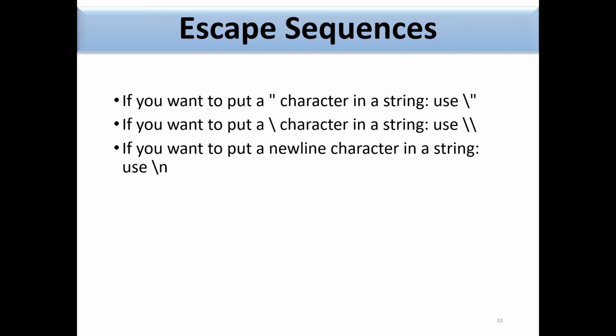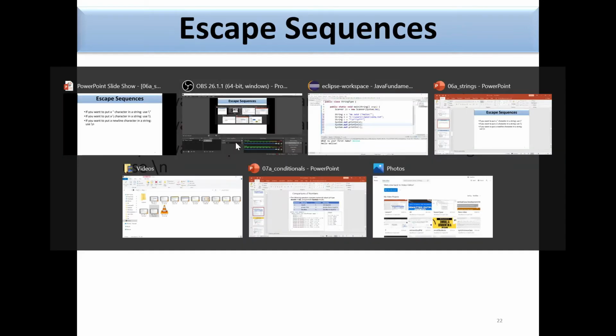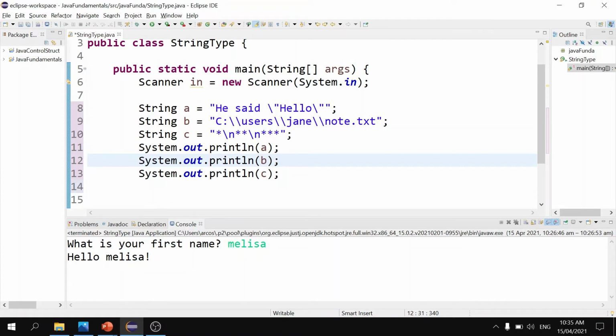So let's have an example. Here we have the value of A: He said hello. As you can see, we make use of the slash followed by the double quote. If we did not put the slash here, it would cause an error because the compiler will recognize that the end of your statement happens at this double quote. But you would like the double quote to appear in your display as part of the output.